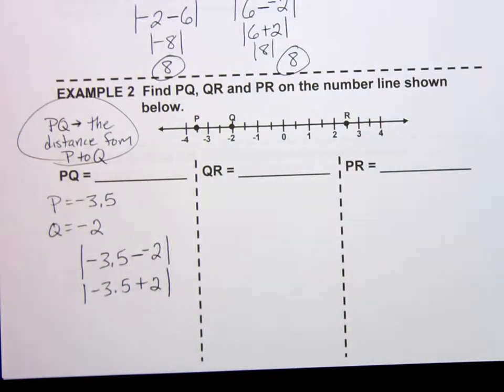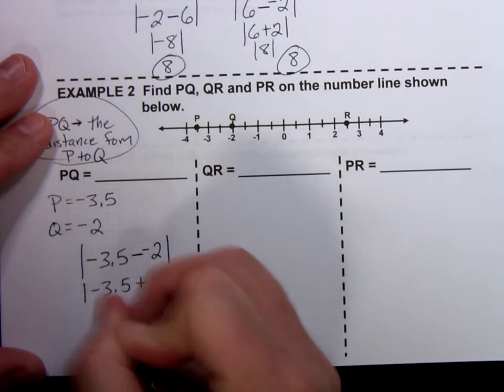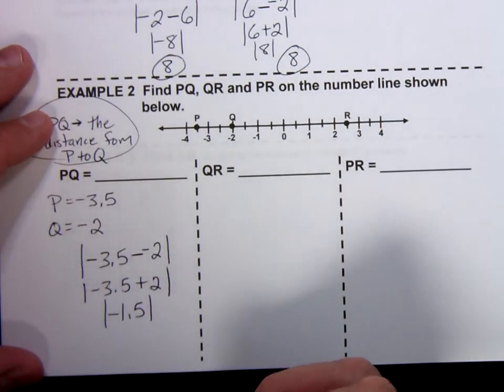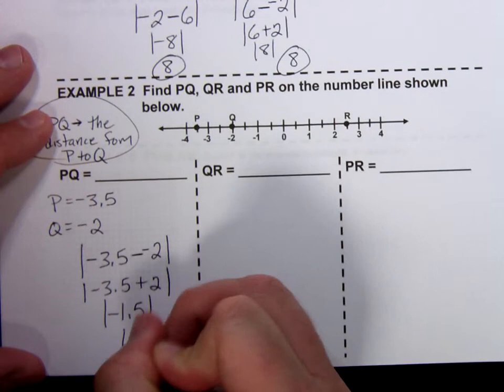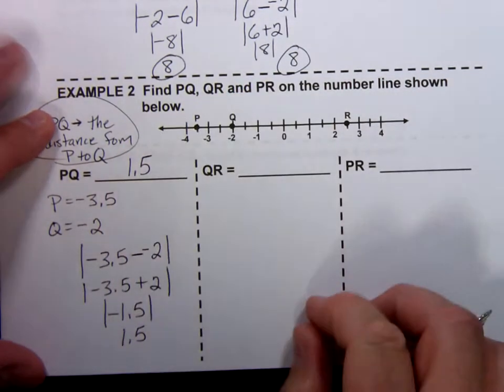Okay, so negative 3.5 plus 2 is a negative 1.5. But again, we are doing absolute value, and so that's going to end up being a positive 1.5. So the distance from P to Q is 1.5.